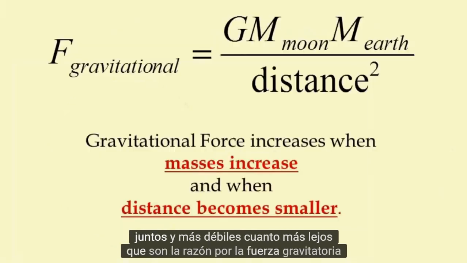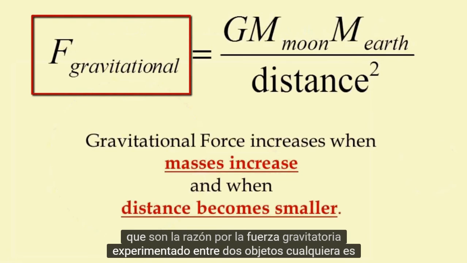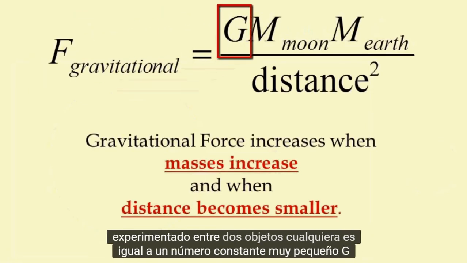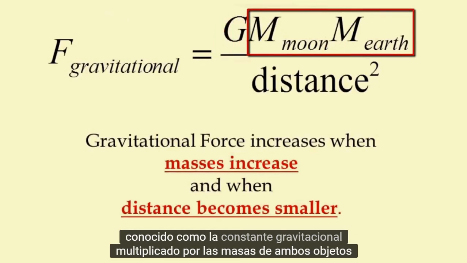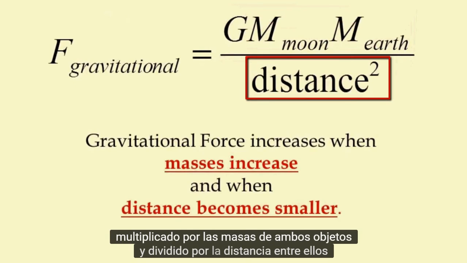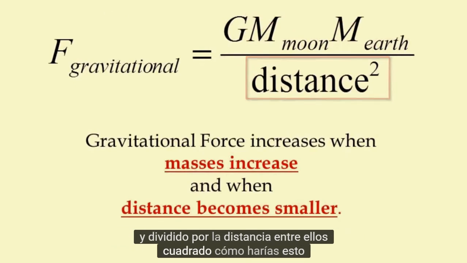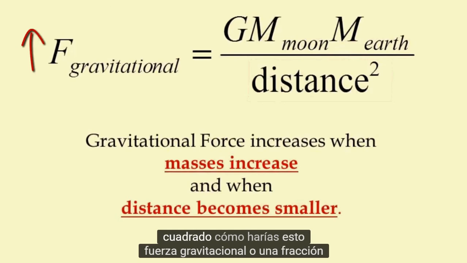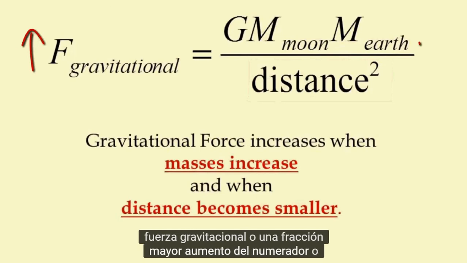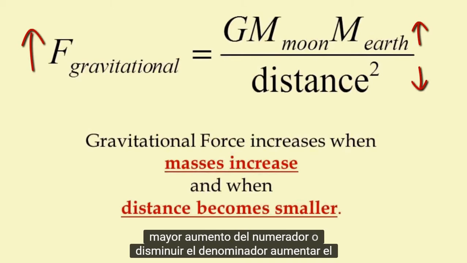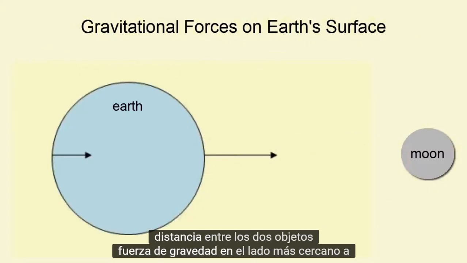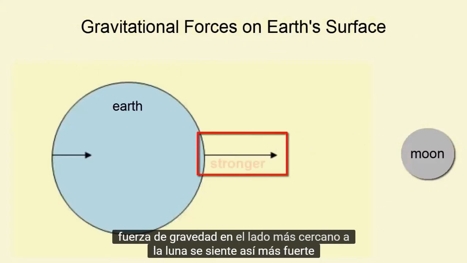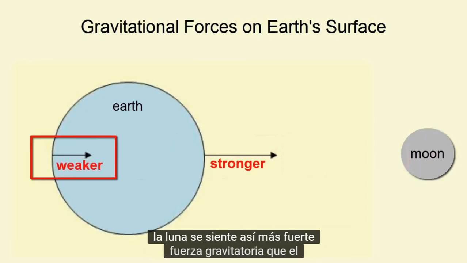Why? The gravitational force experienced between any two objects is equal to a very small constant number G, known as the gravitational constant, multiplied by the masses of both objects, and divided by the distance between them squared. How would you make this gravitational force or fraction greater? Increase the numerator or decrease the denominator. Increase the mass of the objects or decrease the distance between the two objects. The closer side to the Moon thus feels a stronger gravitational force than the other.